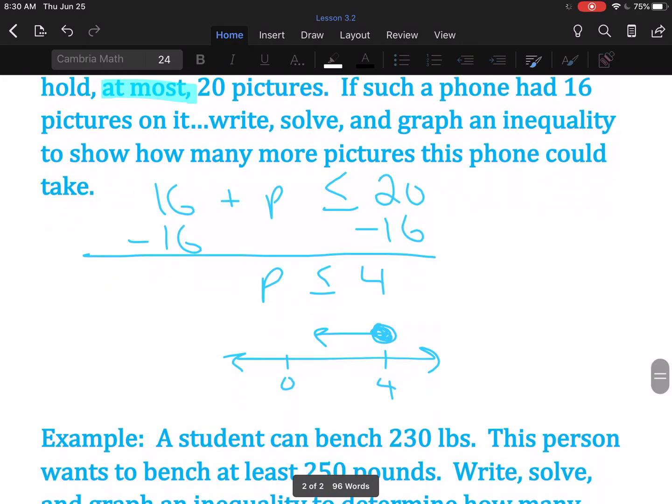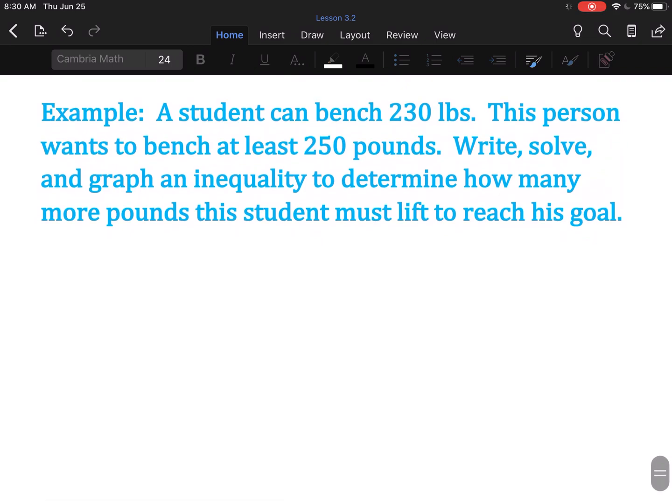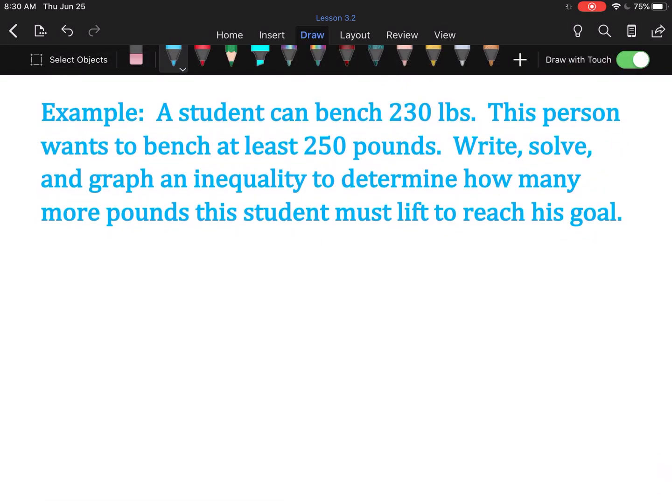See, not too bad. A student can bench press 230 pounds currently. This person wants to bench at least 250 pounds. Write, solve, and graph an inequality. Okay, so they can currently bench 230, and we're going to be adding weight to that. And we know the goal is 250, so it's the number by itself. The key here is this at least.